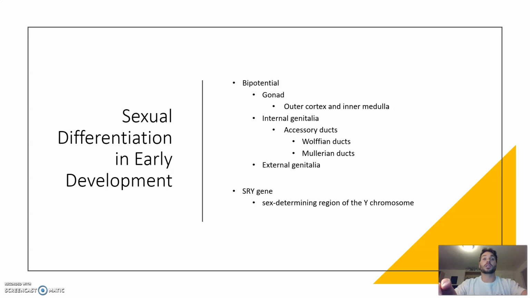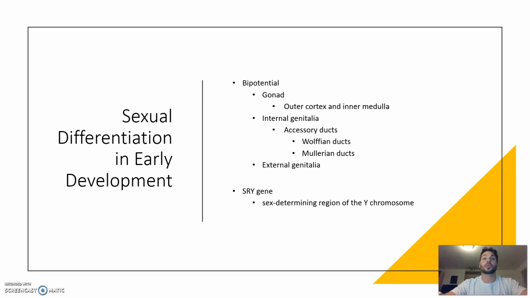For sexual differentiation in early development, not until the seventh week does it become possible to determine sex morphologically in embryonic development. Before that point, this is called bipotential embryonic development. With the bipotential, the gonad has an outer cortex and an inner medulla. With the appropriate signal, the medulla will develop into testes, and without this signal, the cortex will become ovarian tissue.